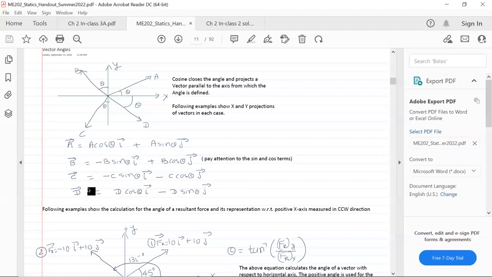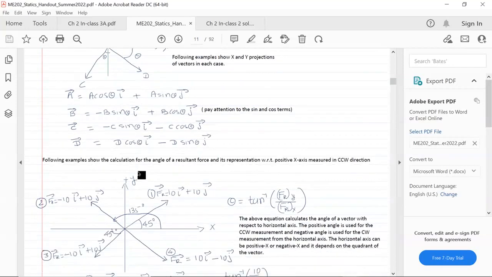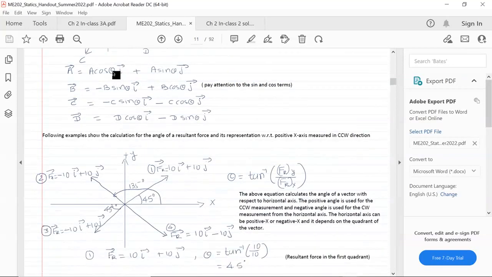When we add two vectors, always add x component with x component. Never add x component with y component. We cannot do that with vector addition. That's why we separate x and y components by multiplying with unit vectors i and j.